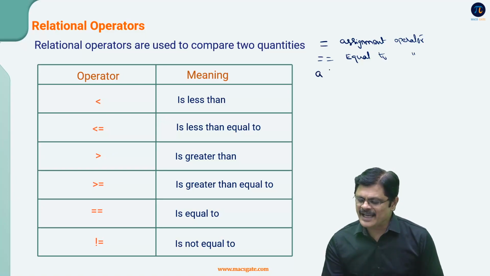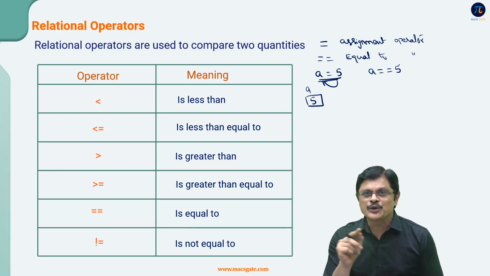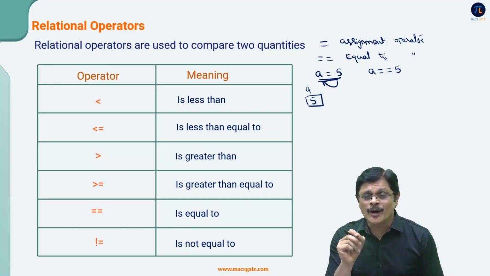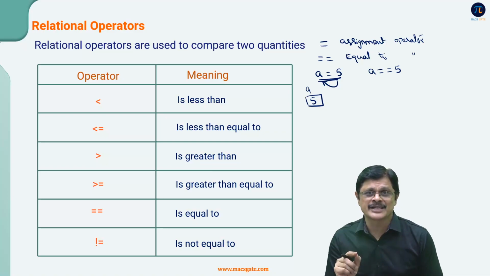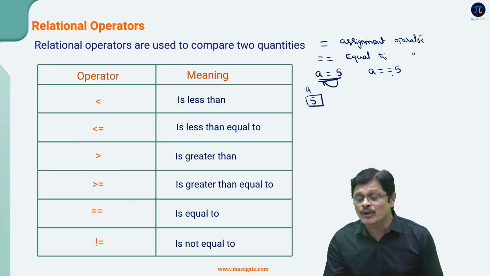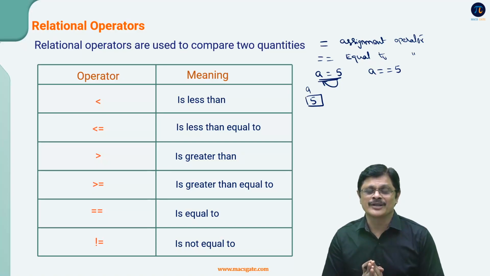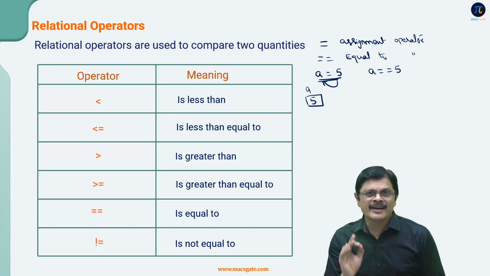See, if I say a = 5, it means we are assigning 5 to a, that is, a's value is changed to 5. When you say a == 5, here we use two equal to signs. For the relational operator equal to, we use two equal to signs. So we read it as equal to. a == 5, you are comparing whether the value of a is equal to 5 or not. Note this very important difference, and this is the most common mistake, my dear friends.